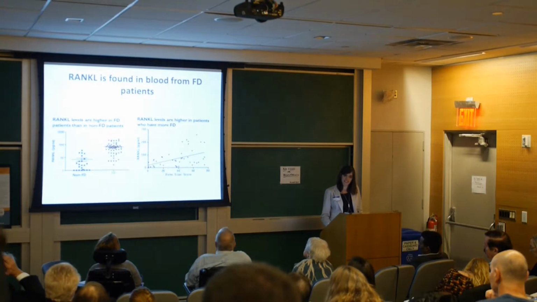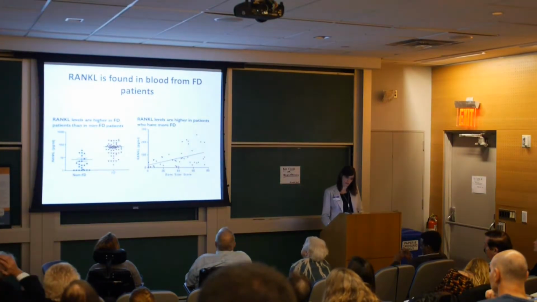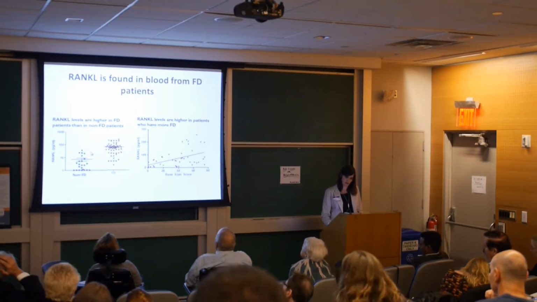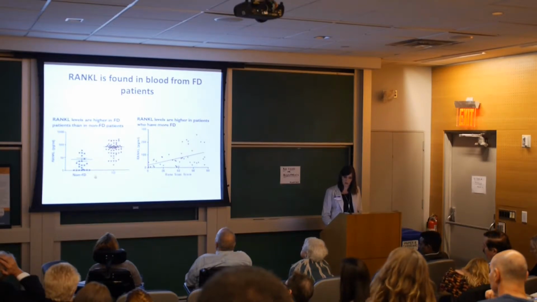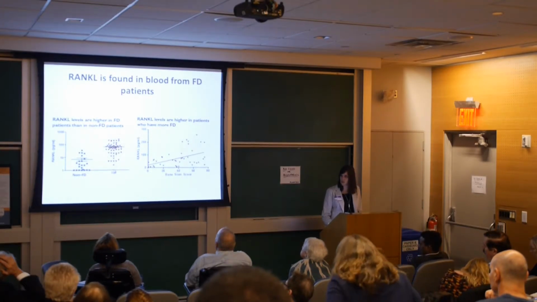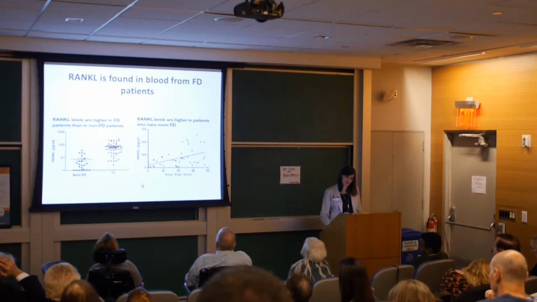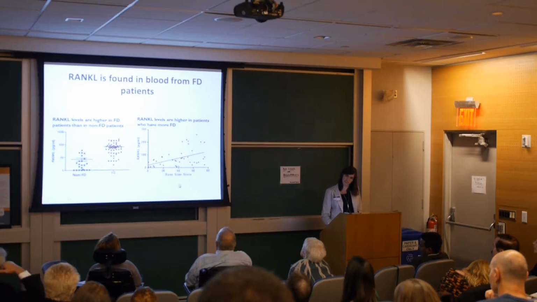So we know that RANK ligand seems to be found in blood from our FD patients. This graph here shows RANK ligand levels in FD and non-FD patients. You can see in the non-FD patients, the levels in the blood are relatively low, and they are a lot higher in our FD patients, so this was statistically significant. Interestingly, the RANK ligand levels seem to be higher in patients who had more FD. This is a correlation line, and it's showing that as the bone scan score, or the amount of fibrous dysplasia in the patients, increased, their RANK ligand levels increased accordingly.